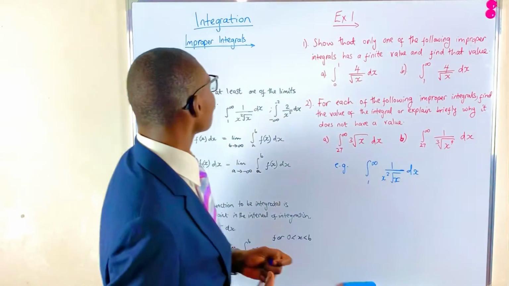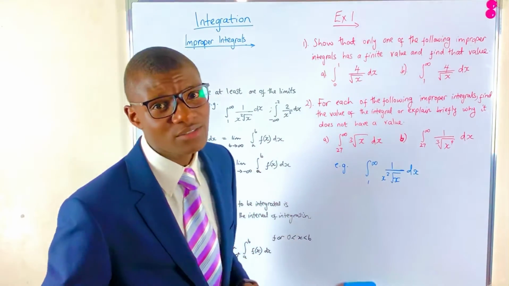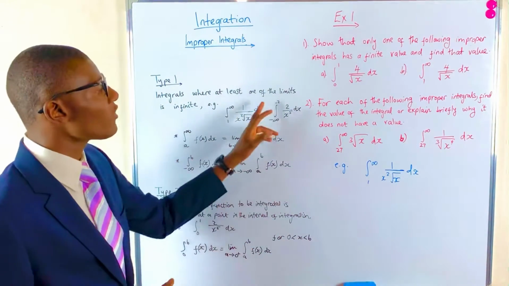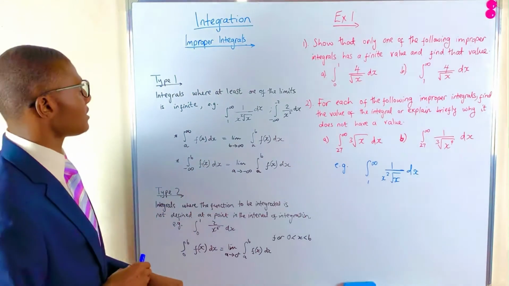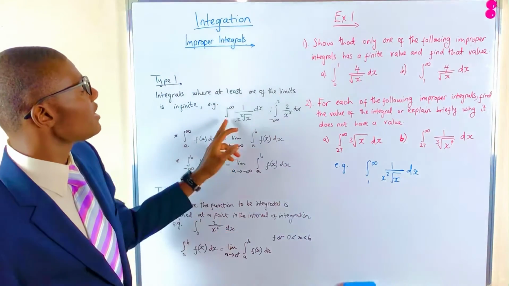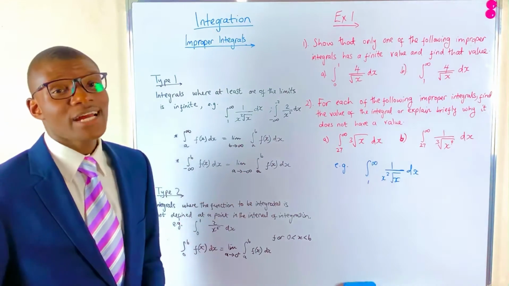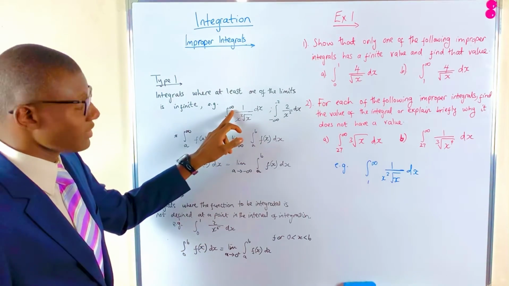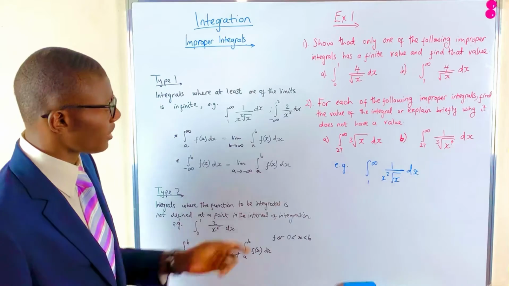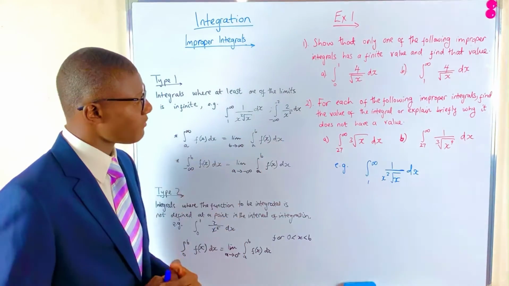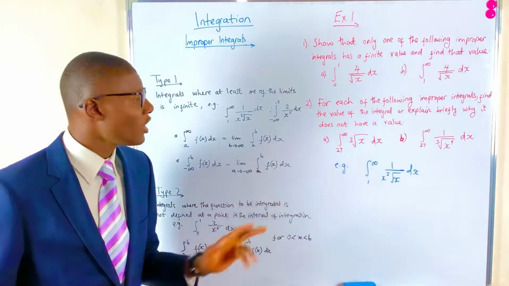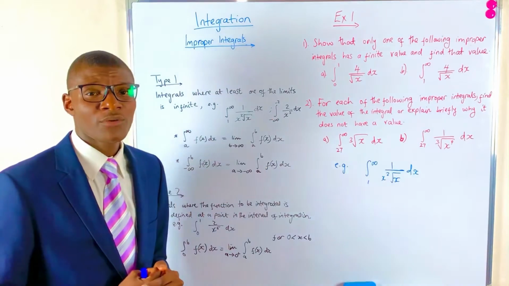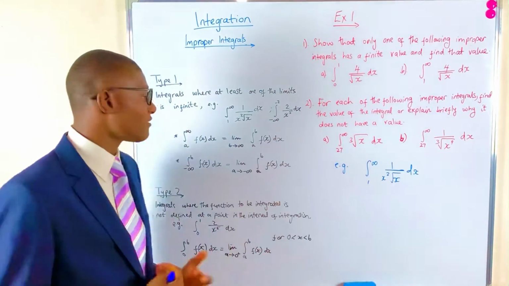So to start off, there are two types of improper integrals. Type 1 is where at least one of the limits is infinite. For example, the integral of 1 over x squared times the root of x with respect to x from 1 to infinity, where the upper limit is infinite. As well, for the second example, the integral of 2 over x to the power 5 with respect to x from minus infinity to minus 2, where the lower limit is infinite.